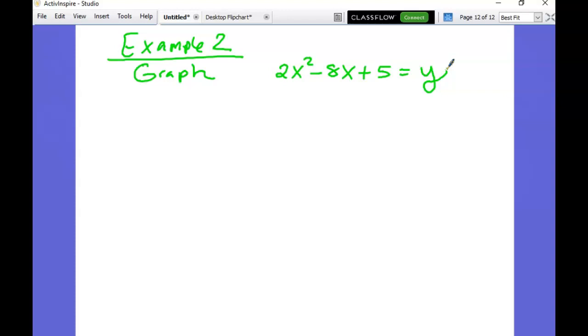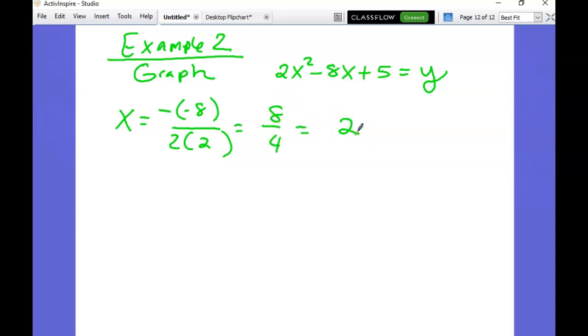Because we're done. Okay, so if I wanted to graph this, you guys, what's the first thing I need to do? Vertex. And if I want to find the vertex, what's the first thing I need to do? Find x. Which is done by doing? Plug in 0 for y. Wait, nah. Yeah. Negative b over 2a, right? Which is going to be 8 over 4, which is 2.